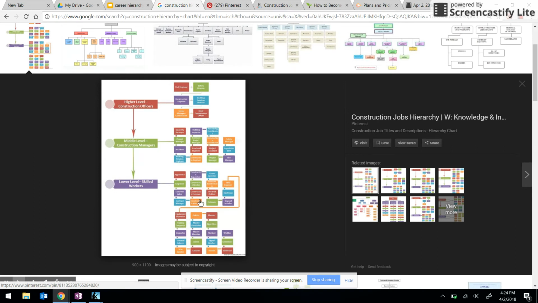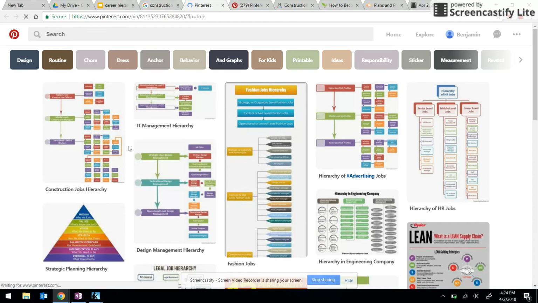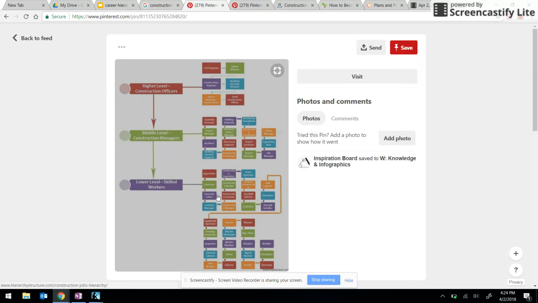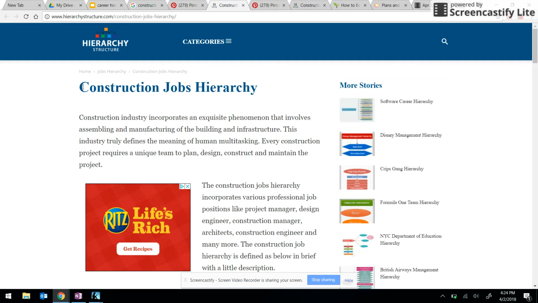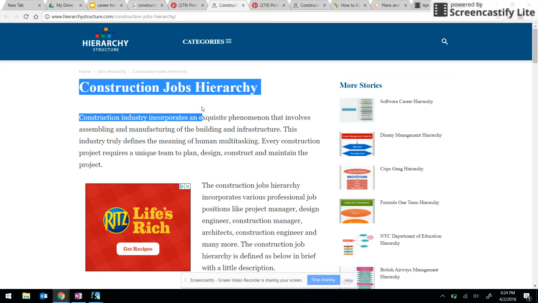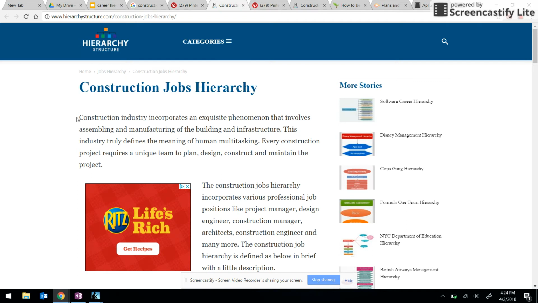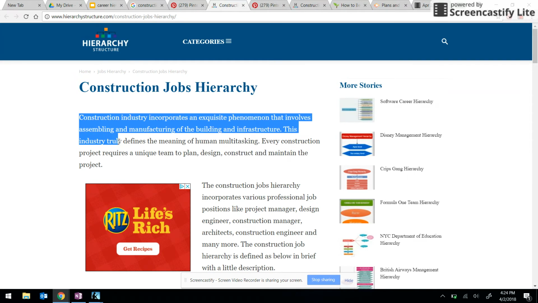Okay, this looks like this is more of what I want because it shows construction manager. It's kind of in the middle of this industry, and it's above these other things that are lower level skilled workers. But I don't fully understand. But I want to visit this website so I can learn more. And this looks like a really promising title. It says construction jobs hierarchy. That's what I'm after. And it looks like this one is going to start telling me about that.